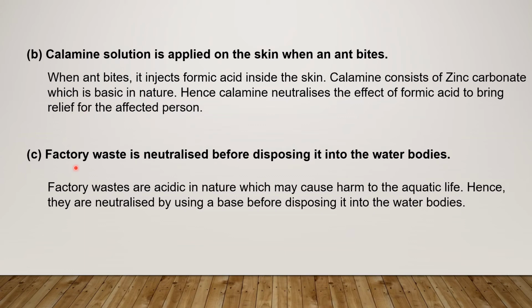Then C. Factory waste is neutralized before disposing it into the water bodies. That is also the same answer. Factory waste is acidic in nature, which may cause harm to aquatic life. This factory waste contains acidic things, so when that waste is allowed to flow into the water bodies, it adversely affects aquatic life. Hence, it is neutralized by using a base before disposing it into the water bodies.